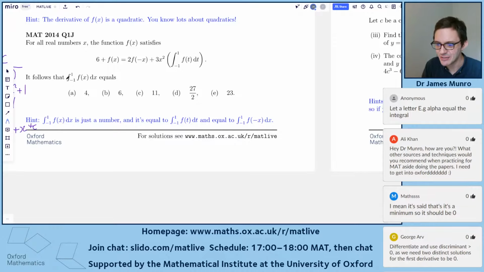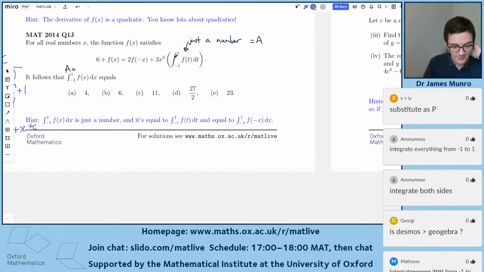An important thing to do when you're looking at this question is to realise that this object here is the same. The letter we use when we do the integration doesn't matter. This is just a number. In fact, it's the number that we're looking for. So if I give this a name, like A or something, this is also equal to A.